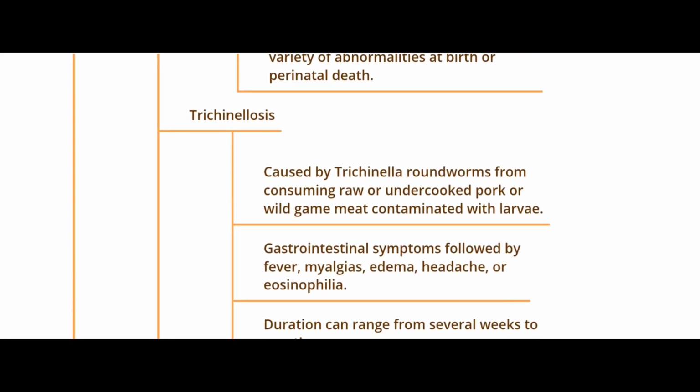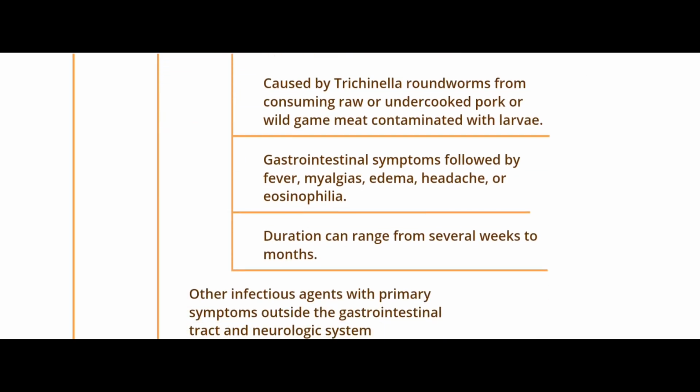Trichinellosis or roundworm infection is from consuming raw or undercooked pork or wild game meats like deer and moose and stuff like this. This meat will be contaminated with larvae, and the symptoms are fever, myalgia, edema, headache, and eosinophilia. Eosinophilia is the factor that will hint that we should check for parasites. It can range from several weeks to months, and as we said, any kind of abdominal infection that lasts more than a few weeks, we should check for parasites.